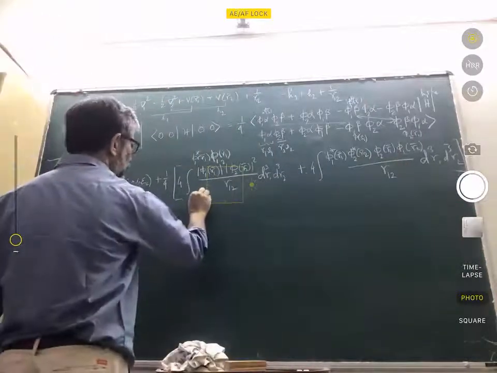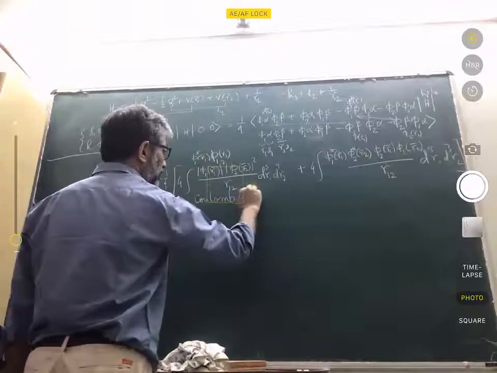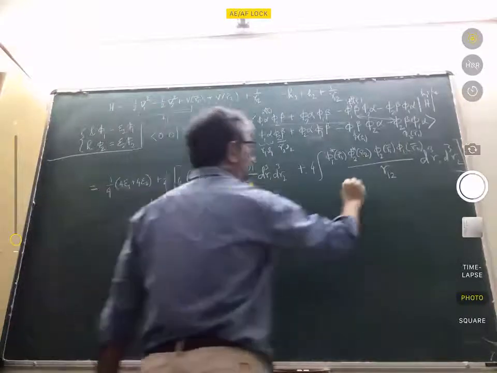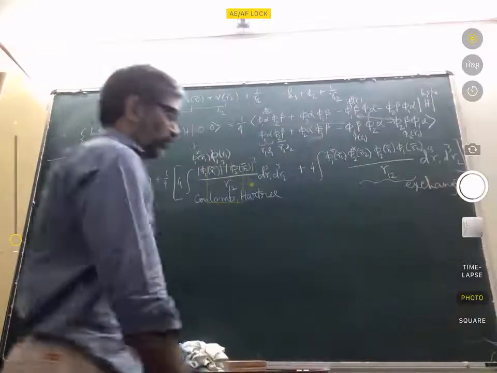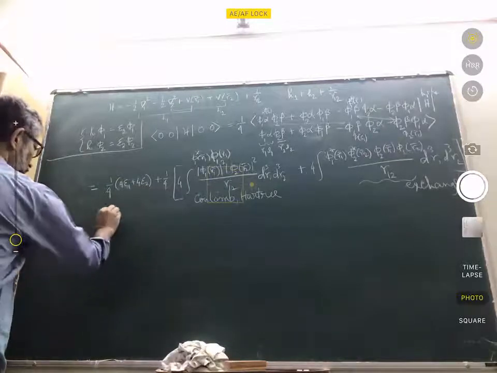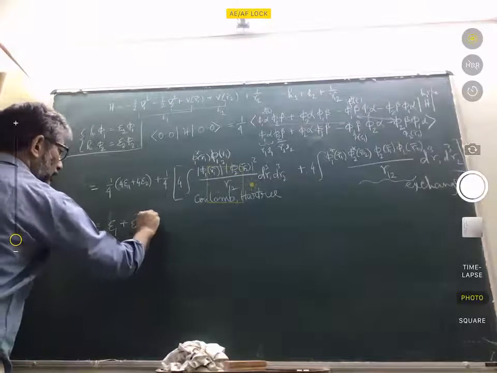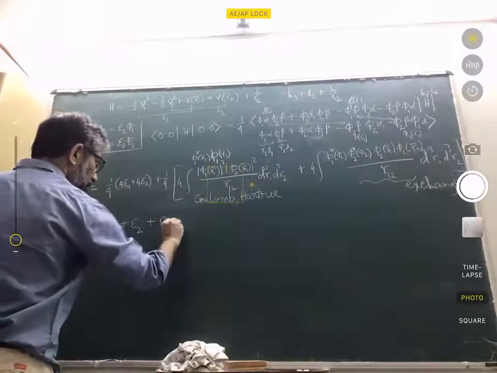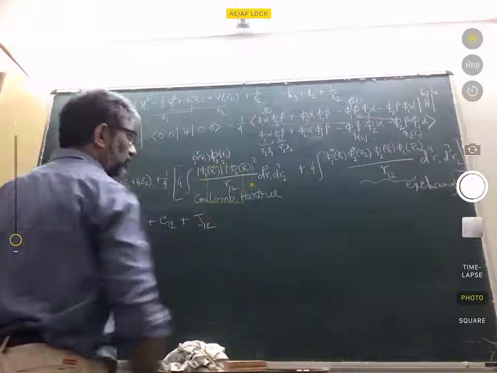So these terms are called Coulomb terms or Hartree terms, and these are called exchange terms. Okay, so with that, I'll write the energy. So this Coulomb term I'll write as C12, and that term, the exchange, I'll write as J12.